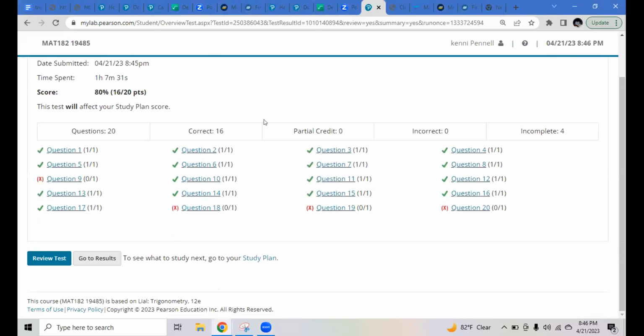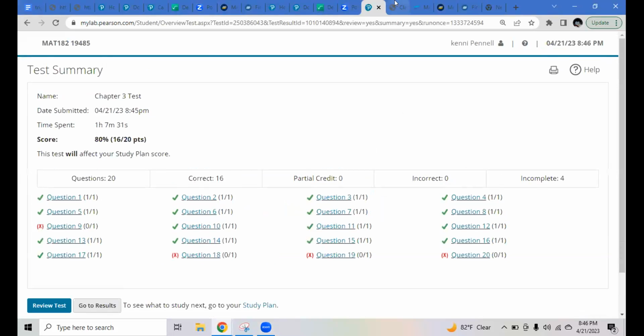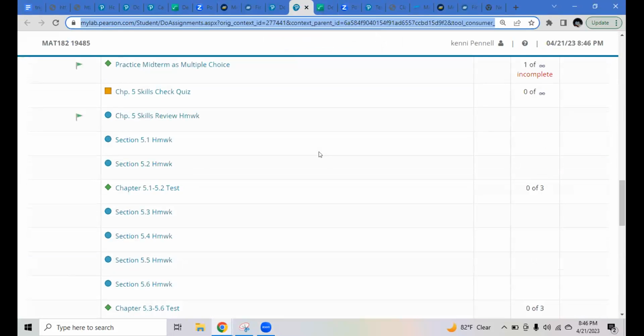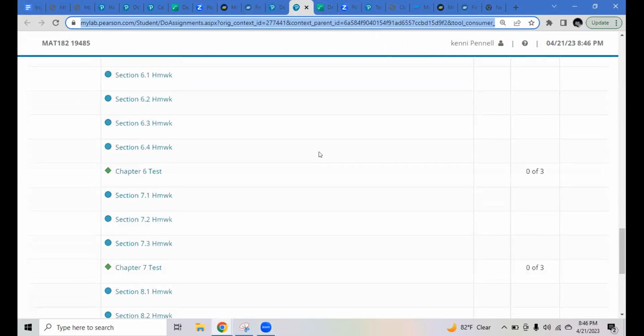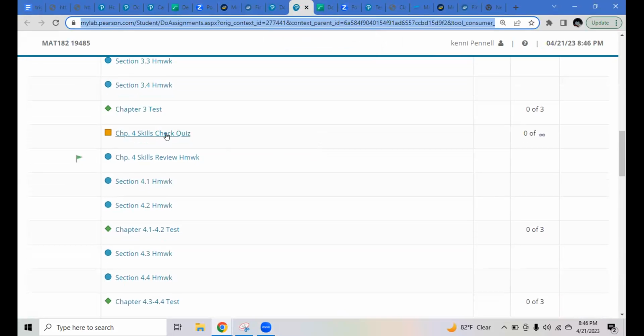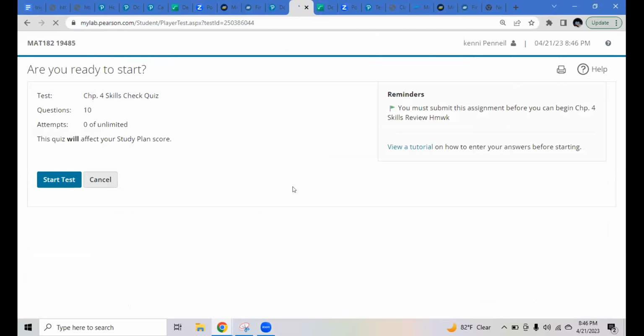I also hate this thing because there's no back button. So you can't go back to look at the thing, which is why I always have like 50 of these exact tabs open because it's the worst thing ever. That was chapter 3. Now I have to do this chapter 4 skills check.